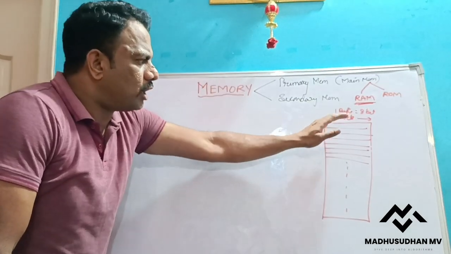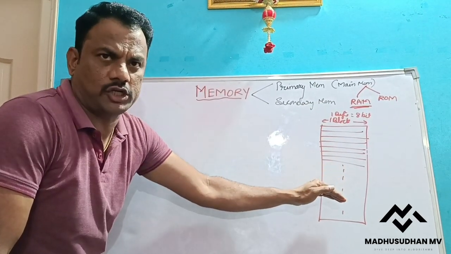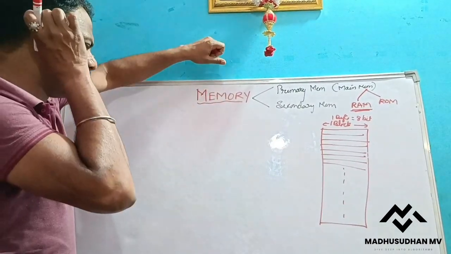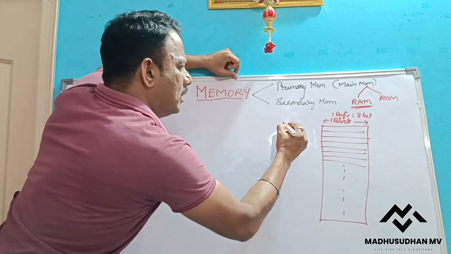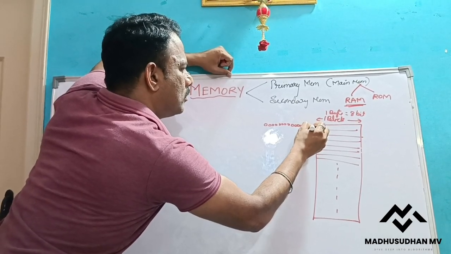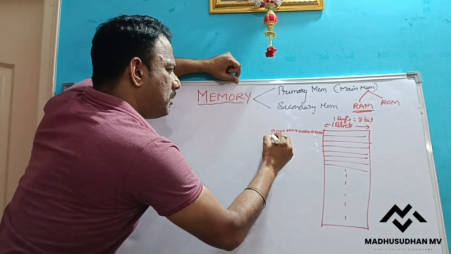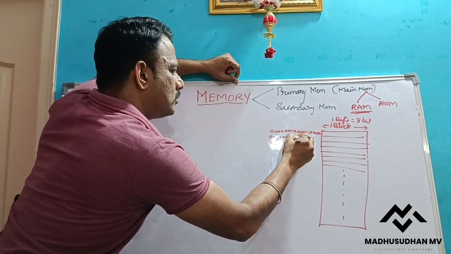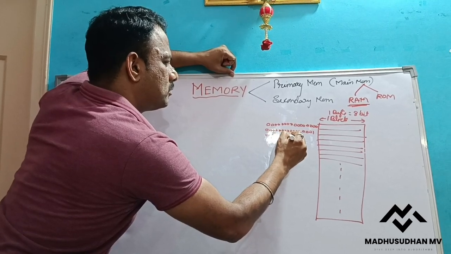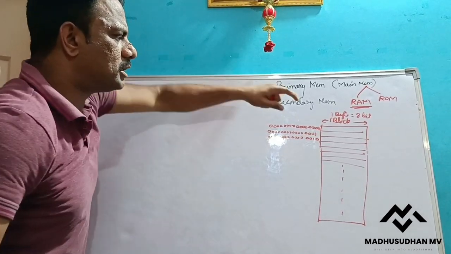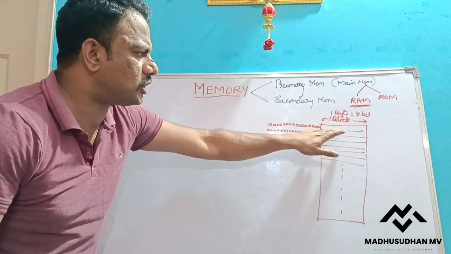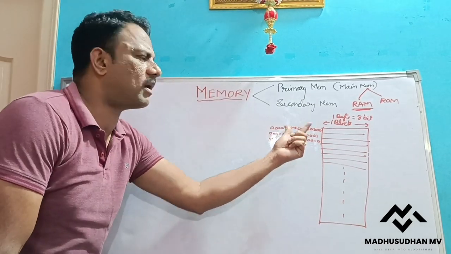That means 8 bits. In order to identify each memory location, we assign a unique address to each location. For example, suppose my memory is a 16-bit address memory. Then the addresses are 0, 0, 0, 1, 2, 3, 4, like this, all zeros. The next memory location is 1, and like this it goes on. These are the memory addresses. To identify each location of the main memory, one address is assigned.